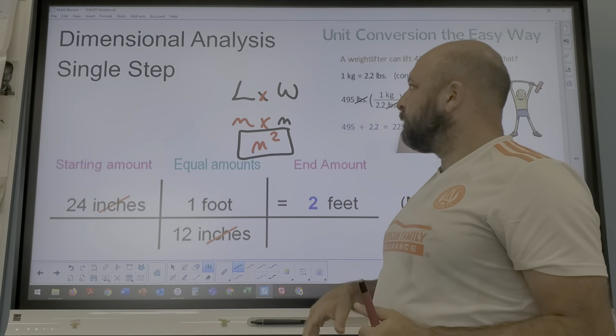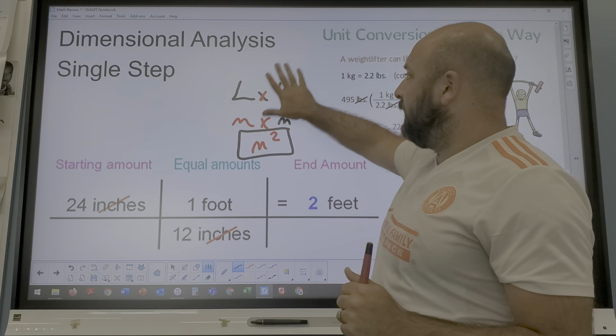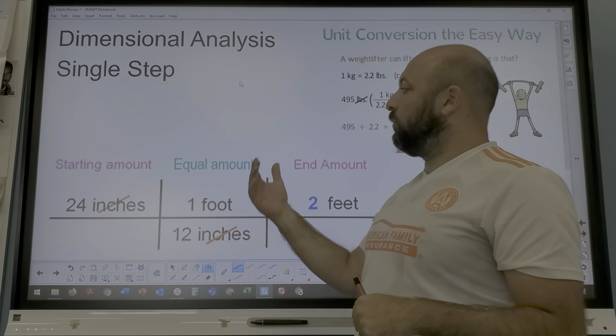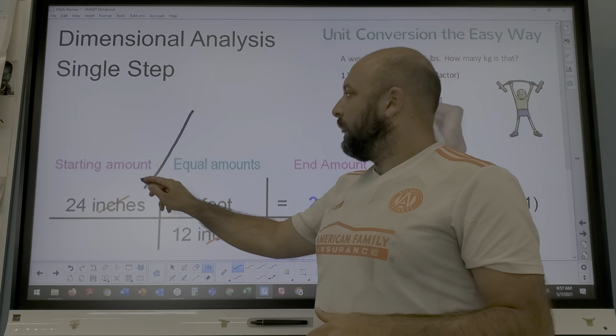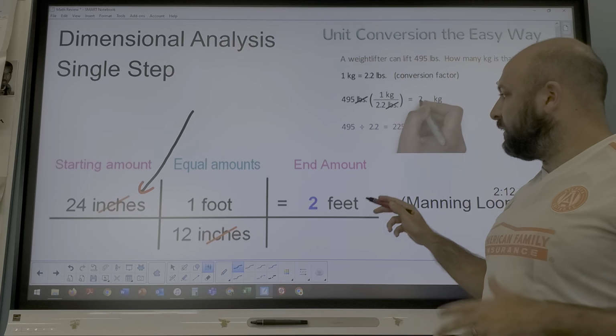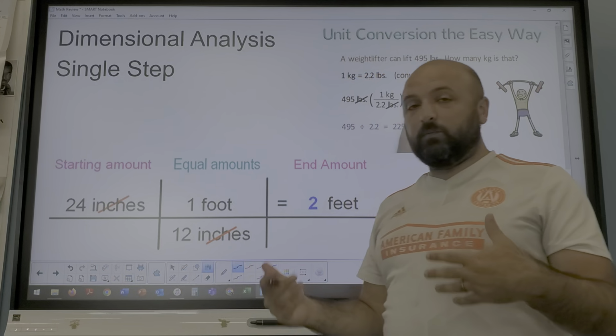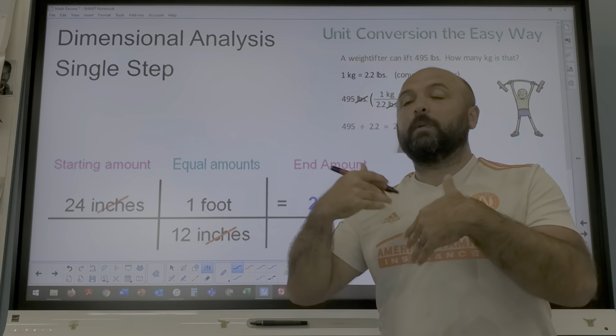It's how you get from one unit to another. So dimensional analysis is just changing from one unit to another. If we're looking here, we have inches, and they're converting them to feet. Now, you can totally do this math in your head. I get it. You're smart. You've done it since you were a little kid. But there's an actual math process to it.